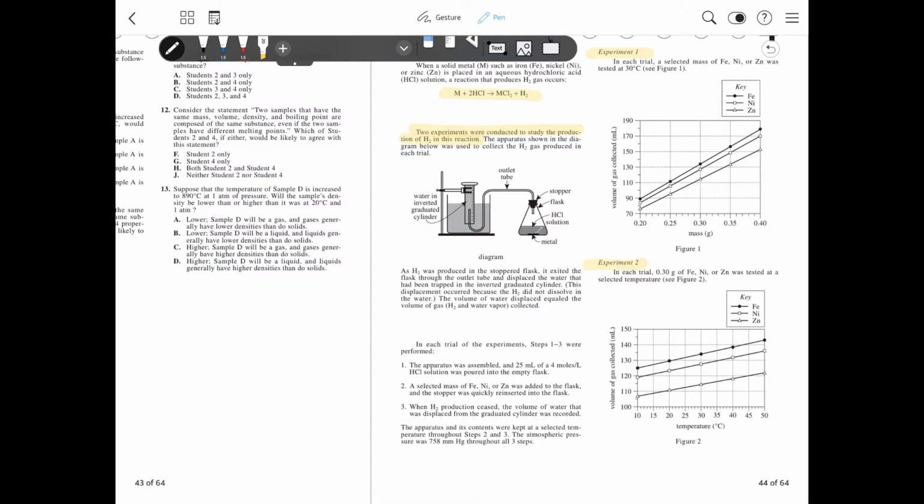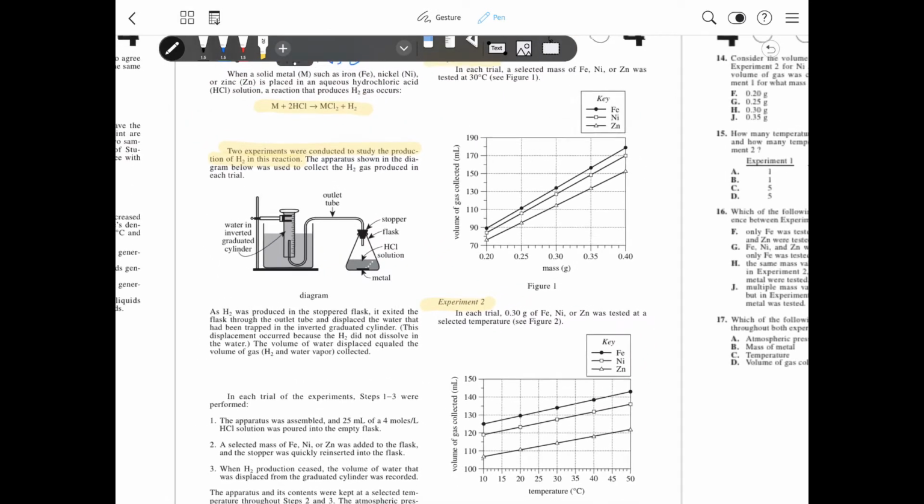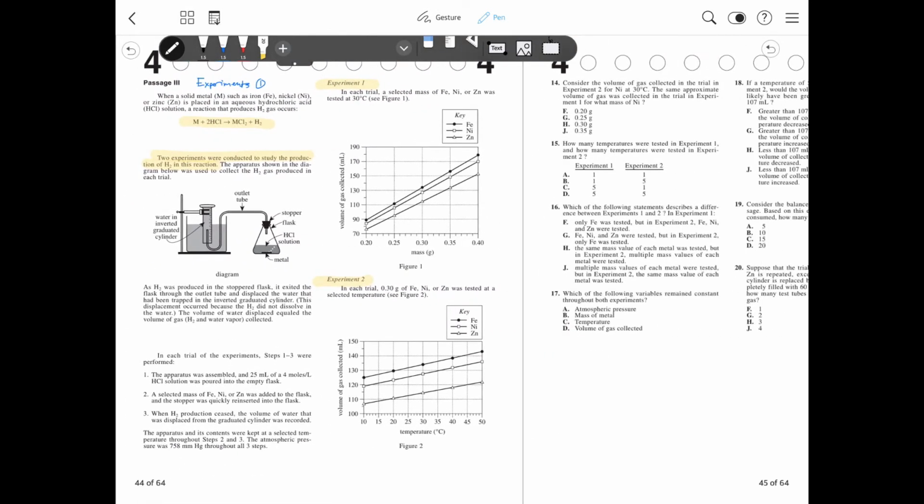It's very common to have a lot of graphs and data tables, and they want to ensure that you understand what's going on in these graphs by giving you questions that really test you on your knowledge of the variables that are being used.